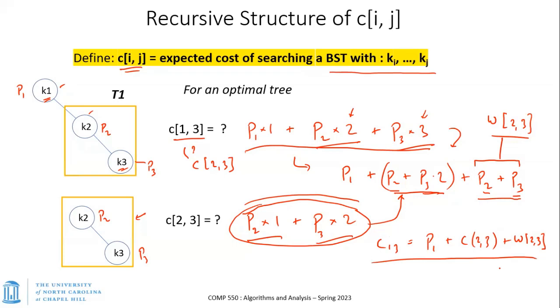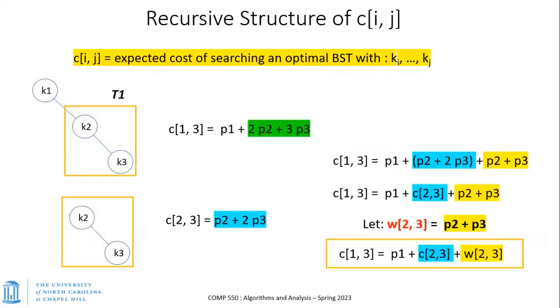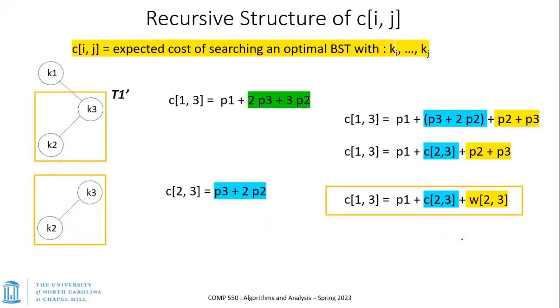So we do have a few more minutes left, and let's just complete this. Now let's take a look at an alternate structure. So we've got an equation for this, which is exactly what I've done over here. We've got this equation C1 comma 3, which is basically C2 3, the cost of the subtree, plus a weight, which I've defined as P2 plus P3. So now let's take a look at what happens if we look at the alternate T prime.